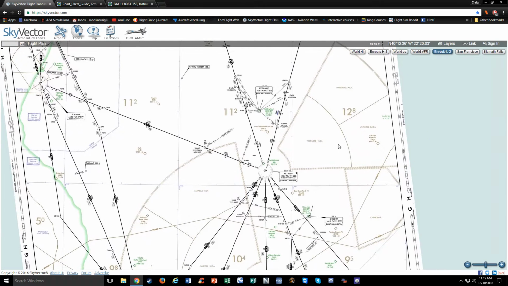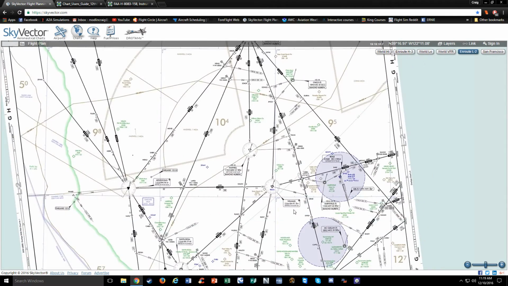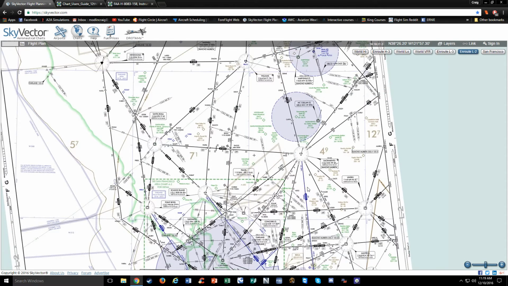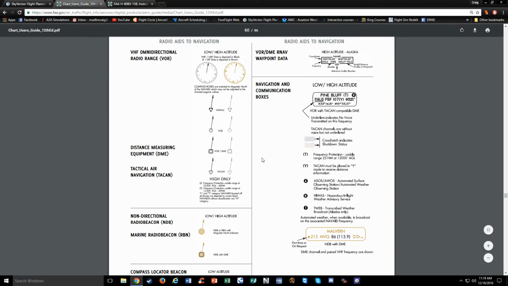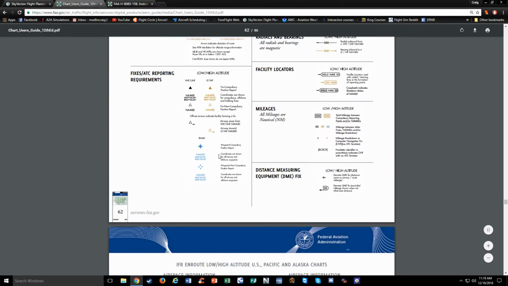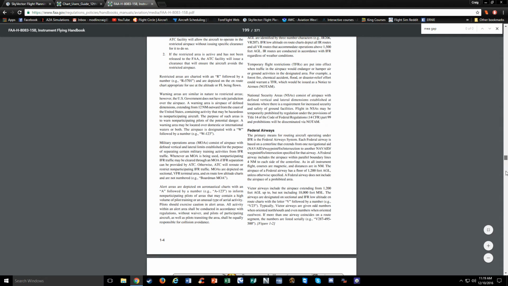Alrighty. You can see some of the military operating areas, some of the special use airspace as well in the chart. But that pretty much covers the majority of the symbols that you're going to see on the chart. If you want to get more information on every single symbol, you want to go to that Aeronautical Chart User's Guide that I mentioned in the last video. And this will tell you everything you need to know about all the symbols. And if you want a little more guidance on instrument flying, go to the Instrument Flying Handbook, and this will give you a lot of extra info as well.